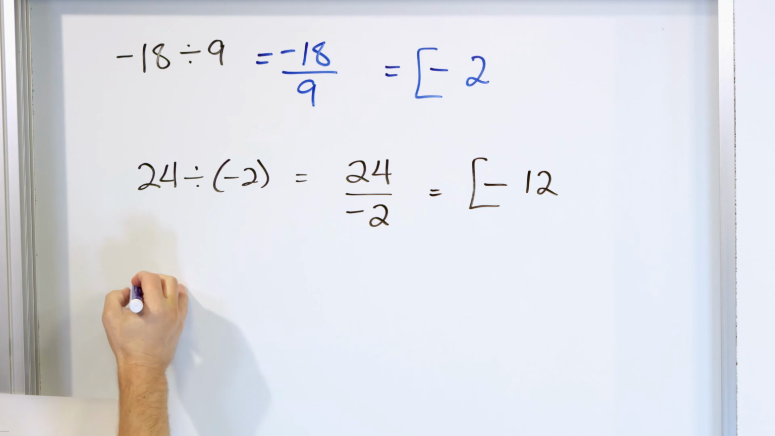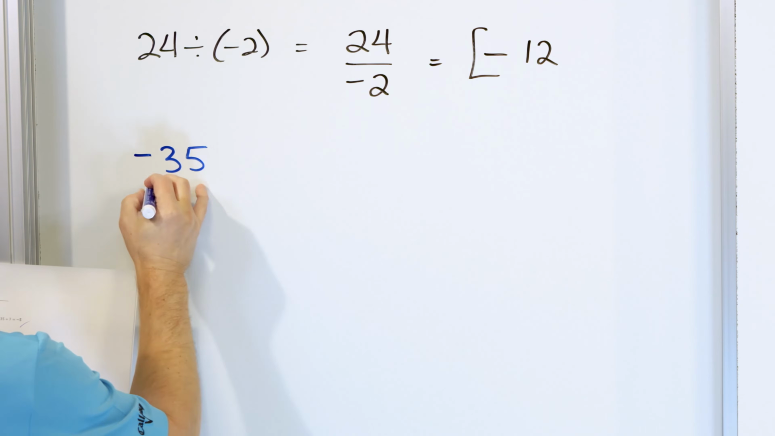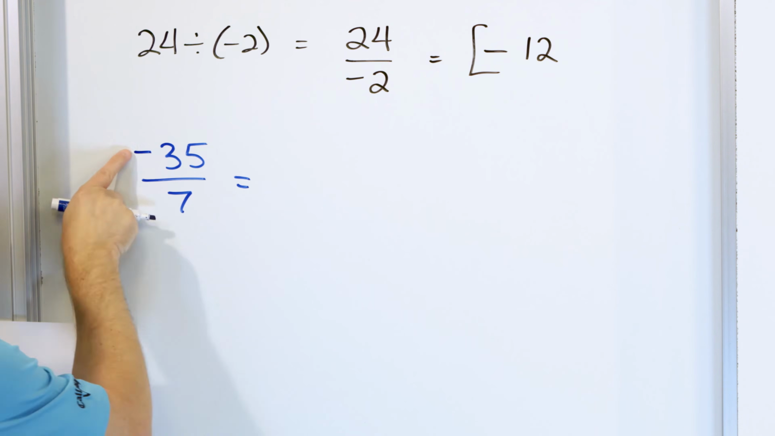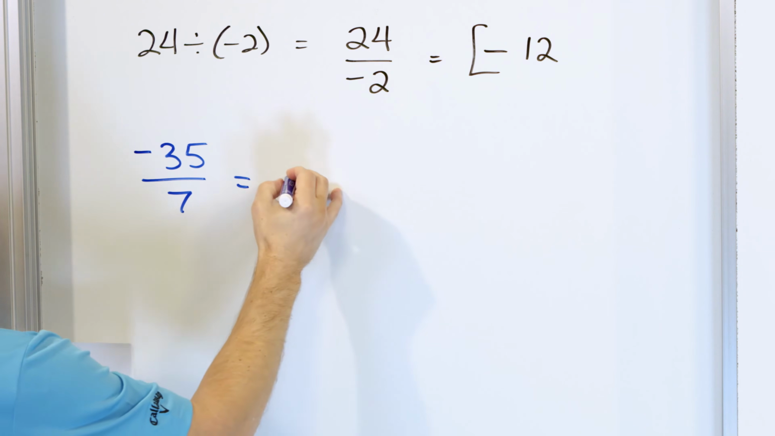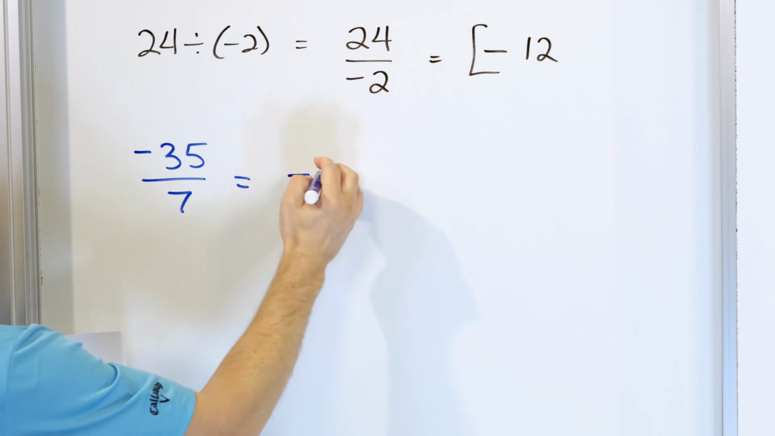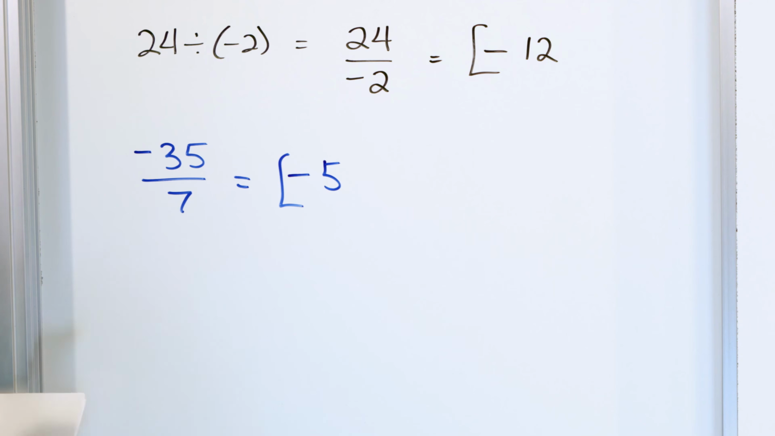All right, let's take a look at negative 35 and we'll divide it by 7. Again, the signs are different. Negative divided by positive, so it's negative. 35 divided by 7 is 5. So the actual answer is negative 5.